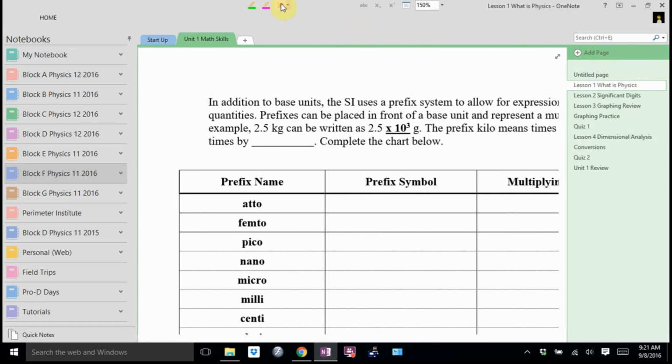Whoop, wrong button here. Lost my whole ribbon. Where'd my ribbon go? Try that again.